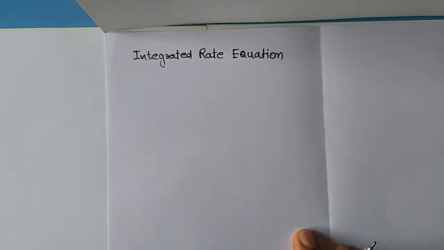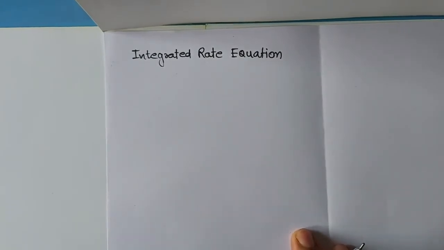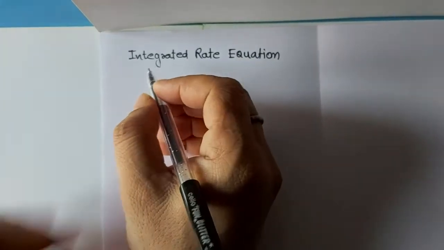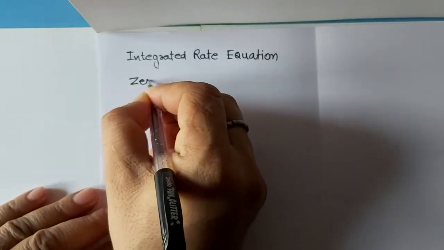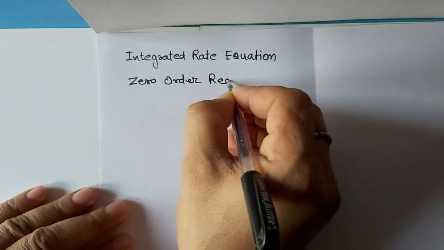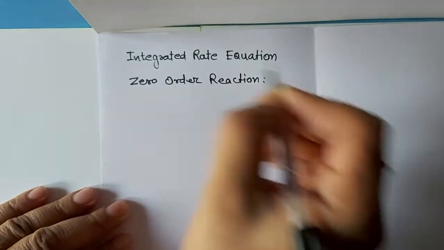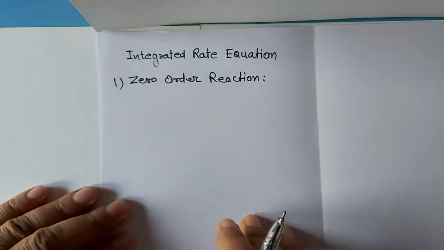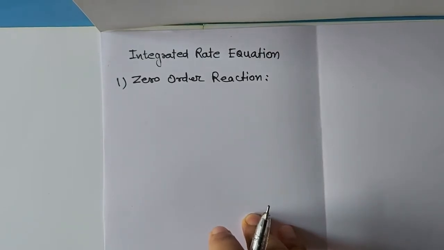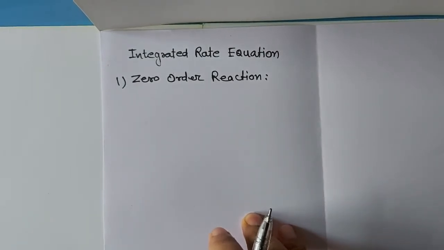Let's see the integrated rate equation, and in this context let's study the integrated rate equation for a zero order reaction. So what is a zero order reaction? A reaction is zero order if its rate is independent of the concentration of reactants.